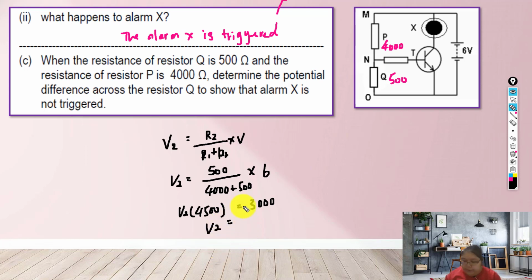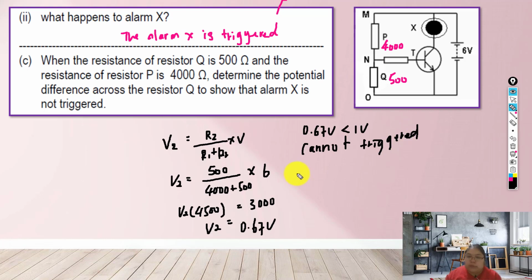Okay, let's check the calculator first. 0.67 volt. 0.67 volt means less than 1. So less than 1 means I can prove 0.67 volt less than 1 volt. So finally I can say cannot trigger. So this one is a final answer. We prove already the 0.67 volt, that's less than 1. So that means we can say they cannot trigger the alarm.